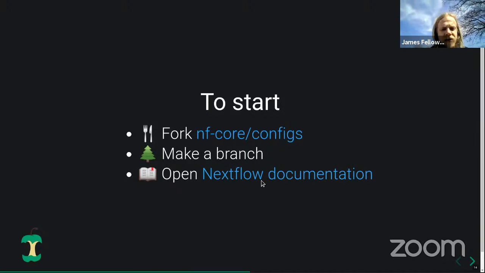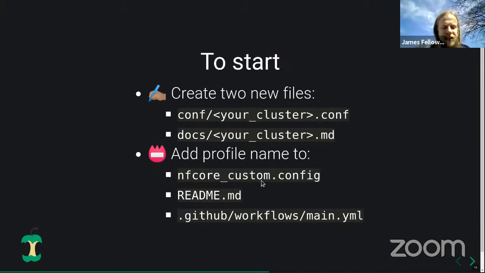You then can make a branch to follow GitHub best practices and just name it after the cluster name you've picked. And then also open a tab with the Nextflow documentation, because often you'd have to refer to this quite a lot.